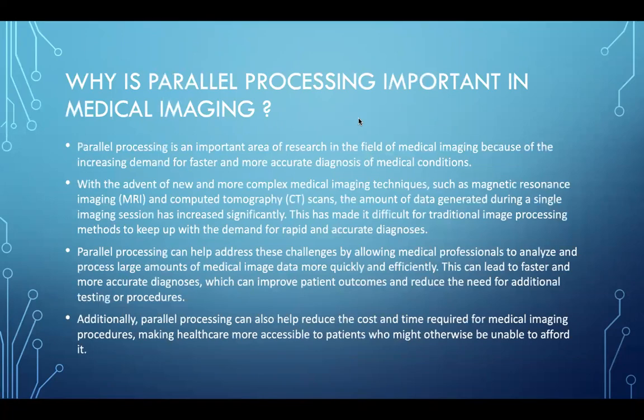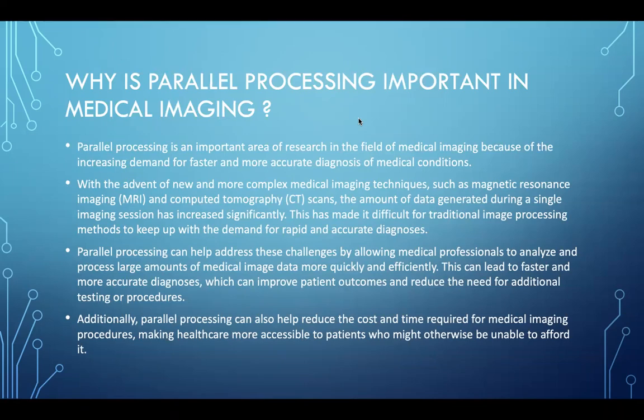Why is parallel processing important in medical imaging? Parallel processing is an important area of research in the field of medical imaging because of the increasing demand for faster and more accurate diagnosis of medical conditions. With the advent of new and more complex medical imaging techniques, such as MRI and CT scans, the amount of data generated during a single imaging session has increased significantly.